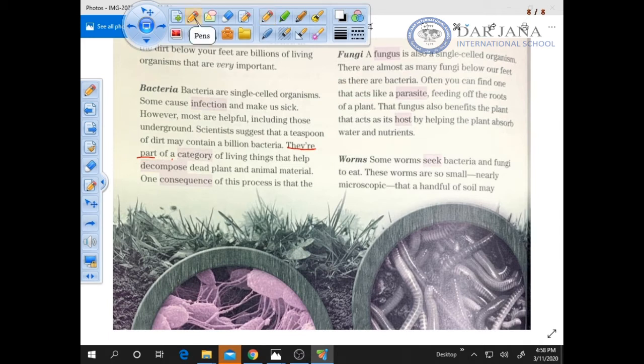So let's go to another word, which is decompose. Now, what can help us to understand the meaning of decompose? Well, it says the living things that help dead plants and animal materials. So, decompose, keep in mind that the sentence has living things which help decompose dead plants and animal material. So, there's a breakdown of something in this sentence.